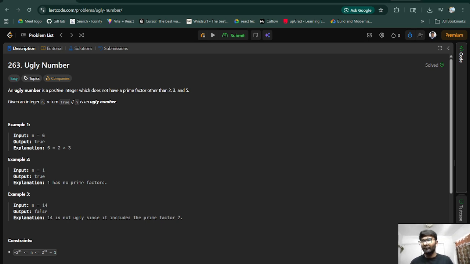This question says, an ugly number is a positive integer which does not have a prime factor other than 2, 3 and 5. Given an integer n, return true if n is an ugly number. Let's see example number 1. Input n is given 6, so output is true because 6 is equal to 2 times 3.